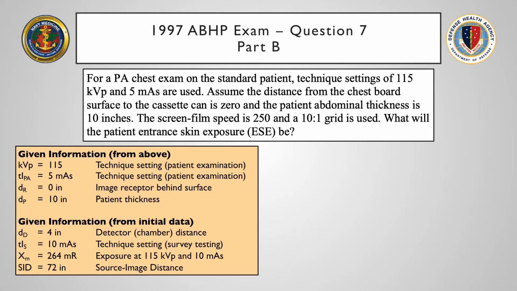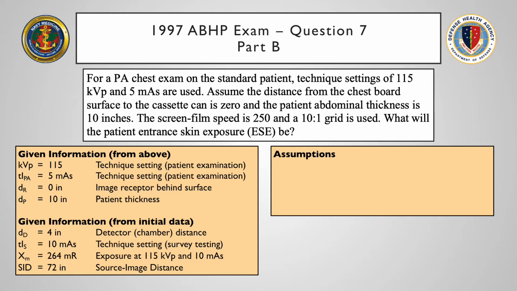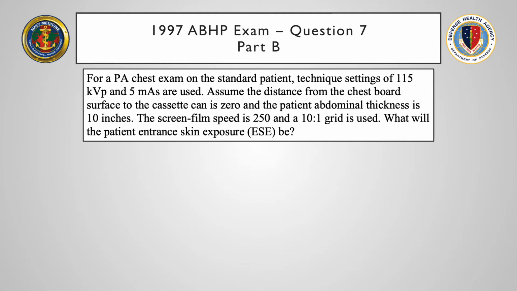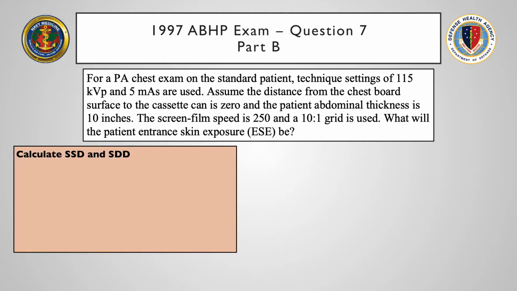And last but not least, I included the same assumption, which is the screen, film speed, and grid is erroneous and not useful information. We don't need to use that in solving this problem. Moving right into the solution, we're ready to calculate our entrance skin exposure after we calculate our source to skin and source to detector distances.